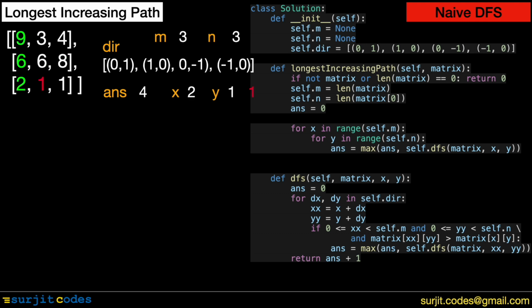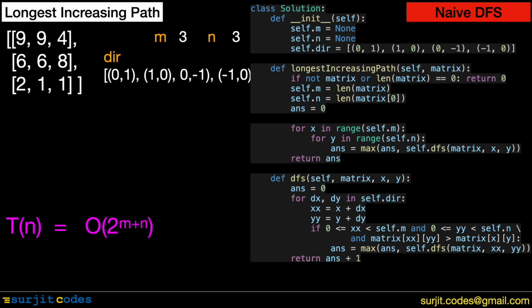The process will continue for all the cells of the matrix. We will come across the path 1269 originating from 1, which has length 4, and this final value of ans is returned as the result. In the worst case, there can be 2 to power m plus n calls, and this becomes the time complexity of this method. Unfortunately, this method exceeds the prescribed time limit.